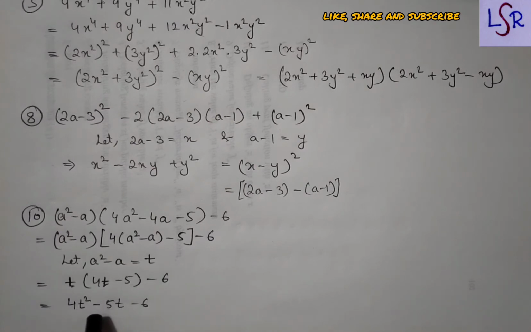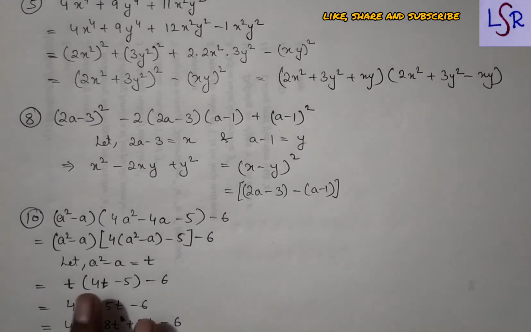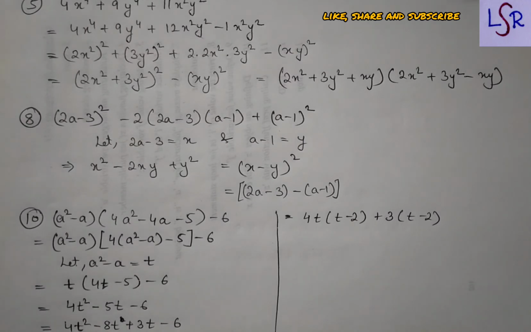So we are going to write minus 5t as minus 8t plus 3t. Here we have split minus 5t as minus 8t plus 3t, as 8 times 3 is 24 and 6 times 4 is 24, and the difference of these two is 5. Now we have taken 4t common from the first two terms and 3 common from the last two. After that we can take the bracket common.